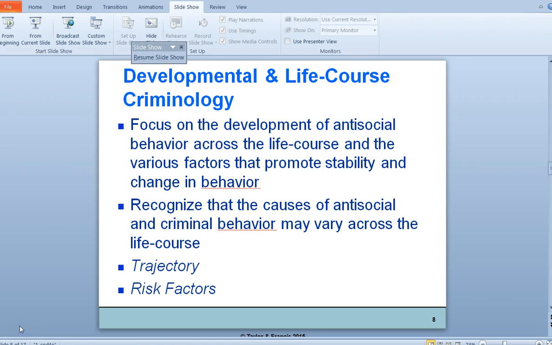Talking now about developmental and life course criminology, which is a process after the integrations. We're looking at this along with the career criminal. It focuses on the development of antisocial behavior across the life course, across a time frame, and the various factors that promote stability and any changes in behavior. It also recognizes that the causes of antisocial and criminal behavior can vary across the life course of an individual. So we're looking at trajectory and risk factors.